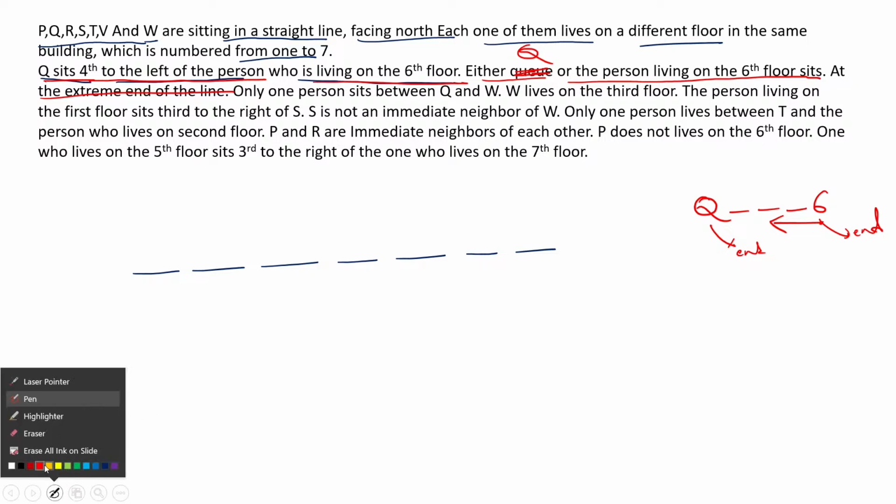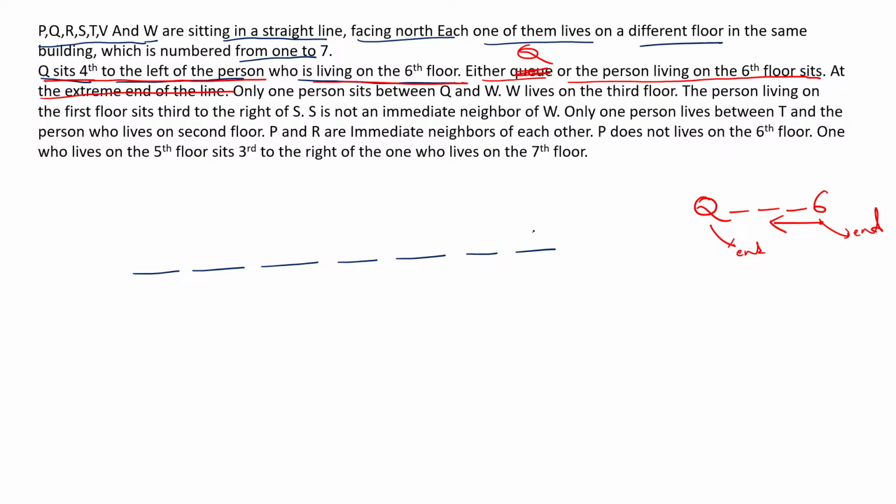Okay, the first one, if I place 6 here, 1, 2, 3, this has to be Q. This is one possibility. But listen, I can't place Q here. Why? See, if I place Q here, there is nothing on the right side. So this is the only possibility.